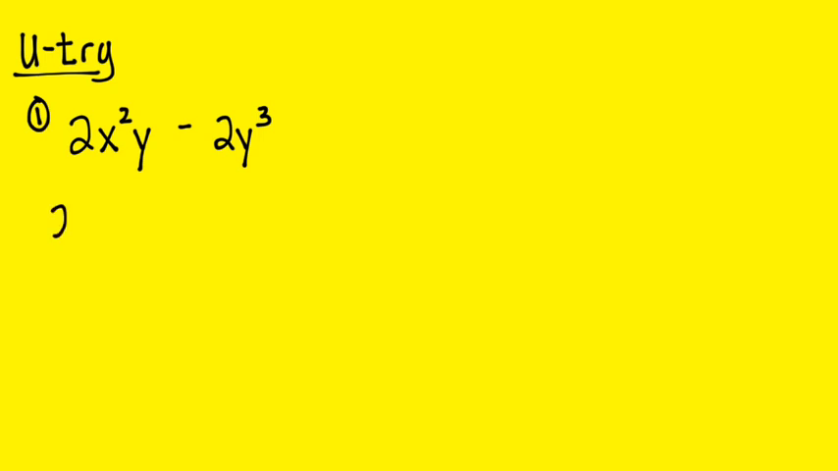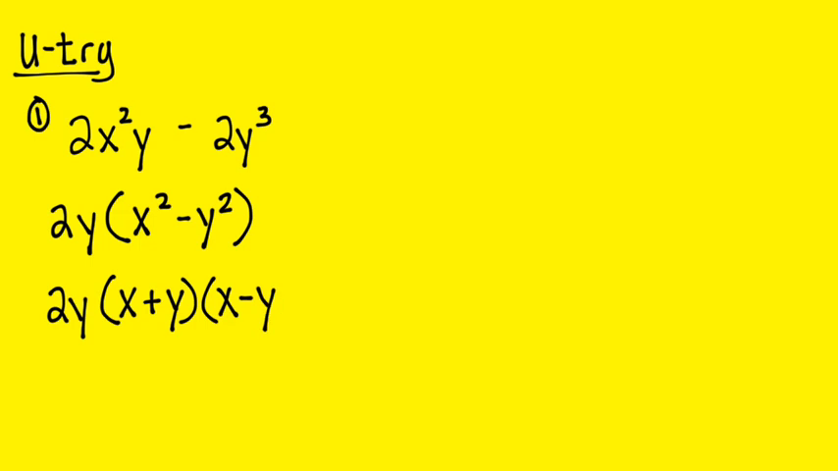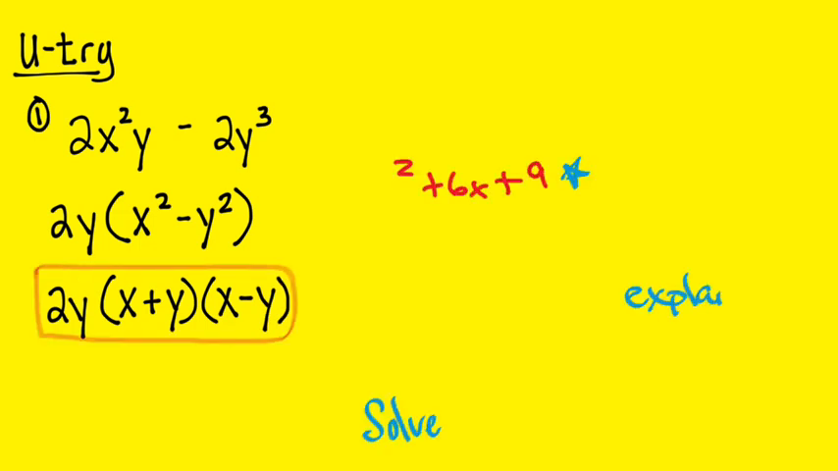All right, I'm going to go ahead and take out a 2y. I don't take out a negative because I want to keep the negative in the middle, like it is. And this way, I see that there's a difference of two squares. And now I've factored completely, right? Sorry about this little extra writing there.